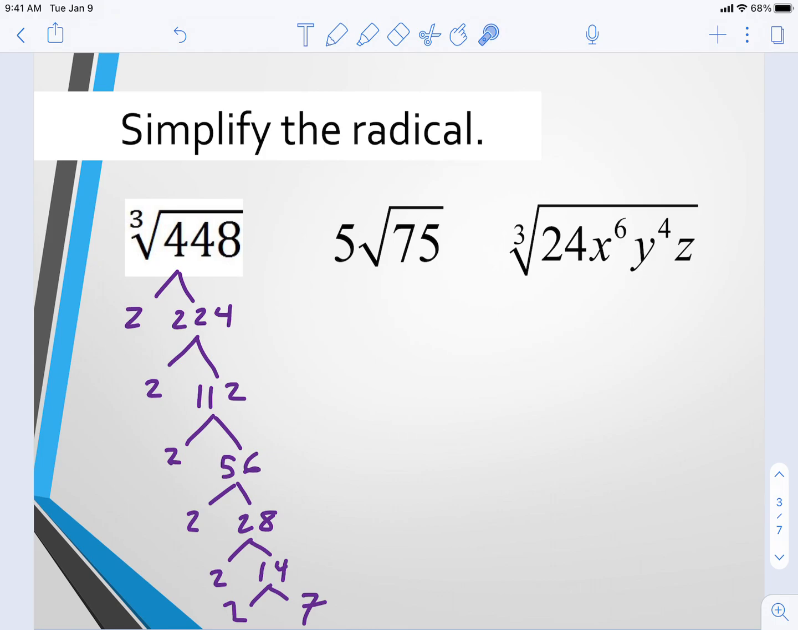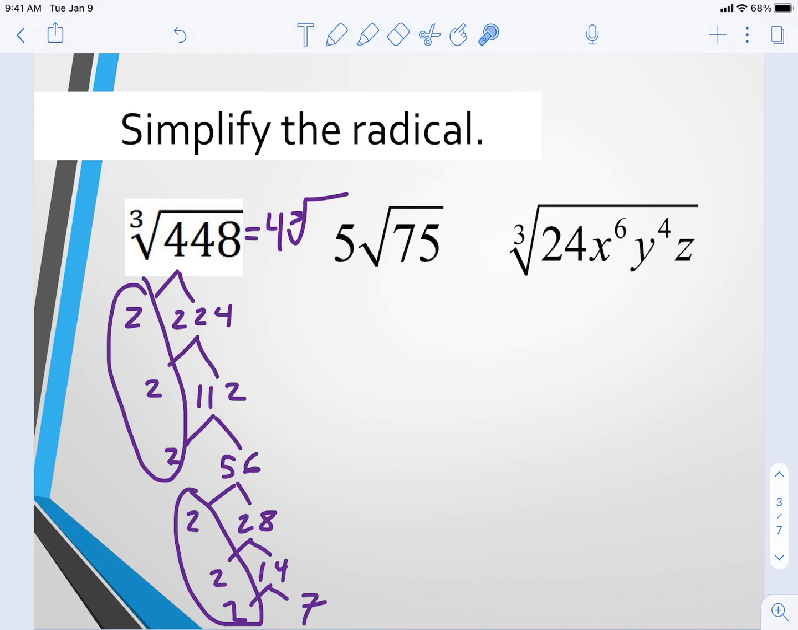All right, so now the root is a 3. That means we're looking for groups of 3. So there's a group of 3. There's a group of 3. So 2 times 2 comes out, which is 4. And what stays in is the only thing I didn't circle, which was a 7. So 4 cube root of 7. That looks terrible. Let me redo that. 4 cube root of 7. We'll highlight it instead. That's our answer.